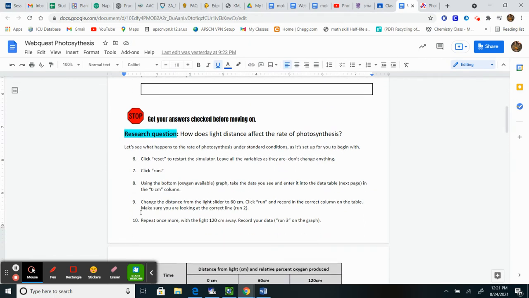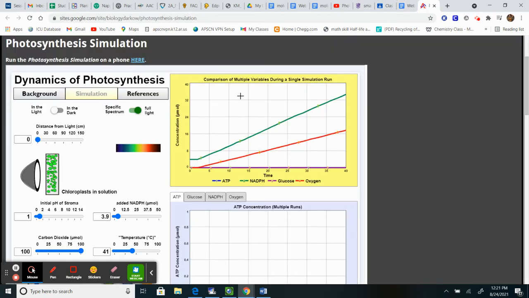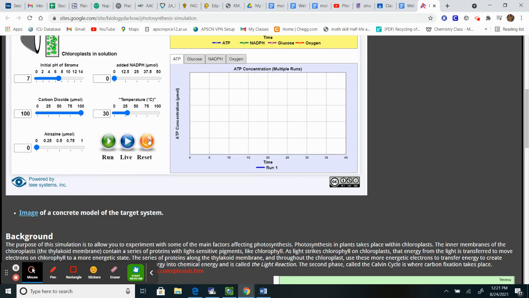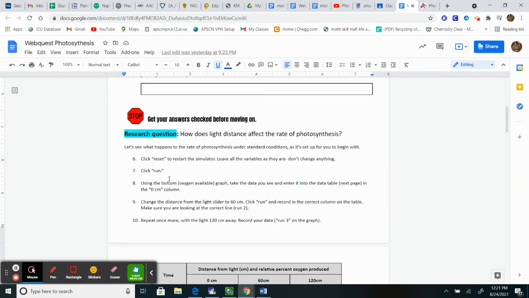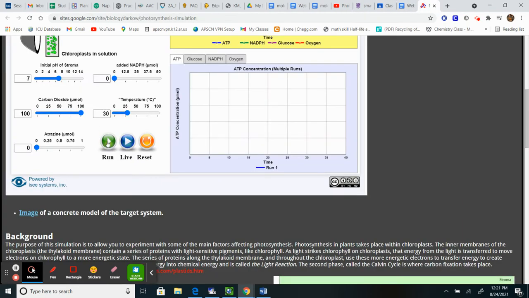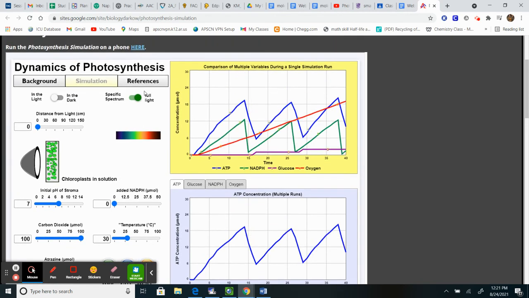For questions 6 through 10, just follow the directions. It's not looking for an answer. It says, let's see what happens when the rate of photosynthesis under standard conditions, as it is set up for you to begin with. So number 6, it says click reset to restart the simulator. So I would go to my simulator. I would click reset. Number 7 says click run. So let's click run. So we see we got quite a bit here in our charts.